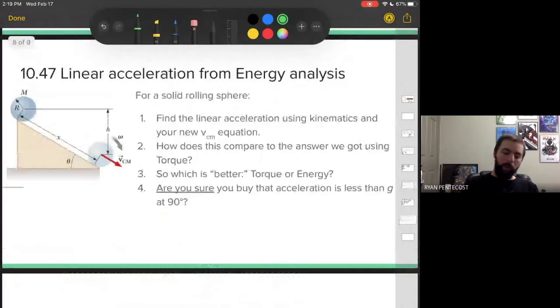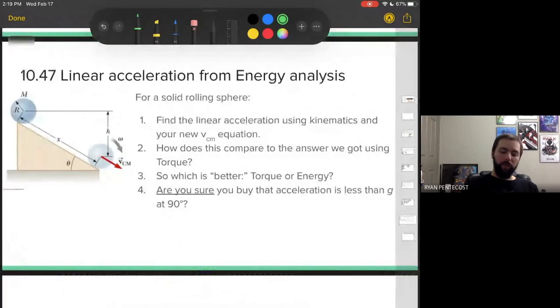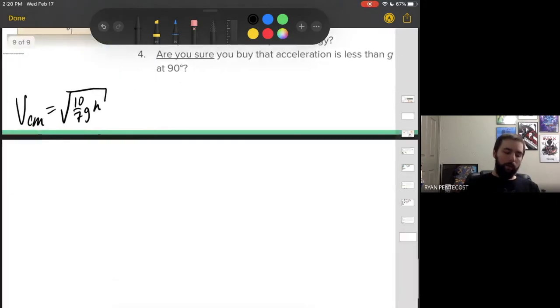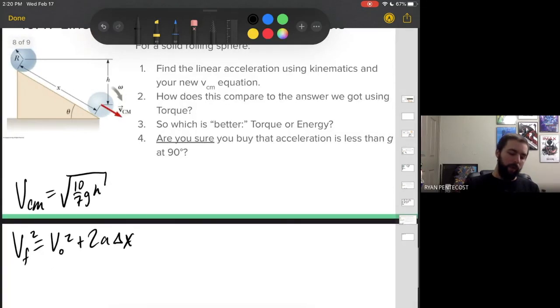Now, let's talk about the linear acceleration from our previous problem, that energy analysis, right? So for a solid sphere, find the linear acceleration using kinematics and your new VCM equation. Okay, so our VCM, I'll rewrite that, is the square root of 10/7 GH, right? Now, if we were going to find acceleration, let's use v final squared equals v naught squared plus 2a delta x, right? We don't need time here, and we do have an x in the problem.